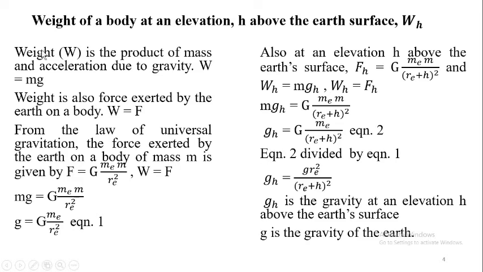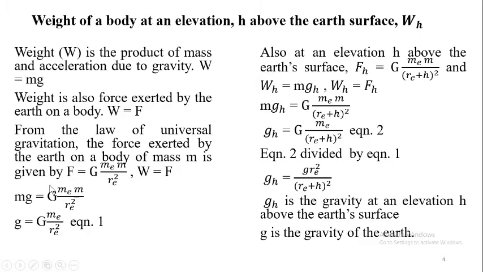Now the weight of a body is defined as the product of mass and acceleration due to gravity. Thus, W equals mg, the mass times gravity. Weight is also the force exerted by the Earth on a body. That's W equals F, the force. Weight equals force.